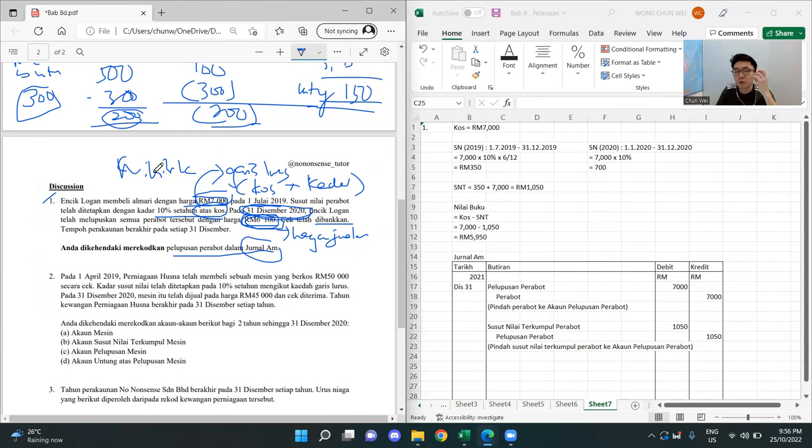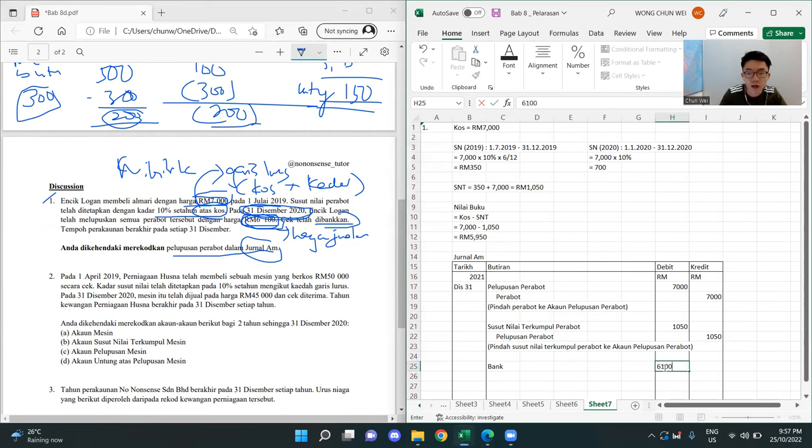When money comes in, what do we normally do? We debit our bank because money comes in. So you debit your bank, 6,100 ringgit. So when you debit your bank, where do we credit? We credit same thing. You link it with pelupusan perabot. So no matter what happens, it always deal with pelupusan perabot. Okay, so credit 6,100 ringgit.